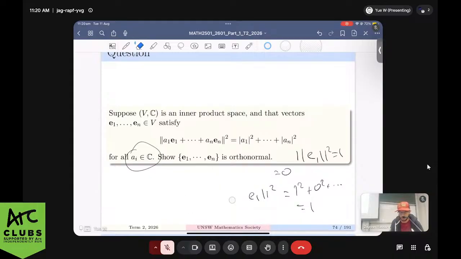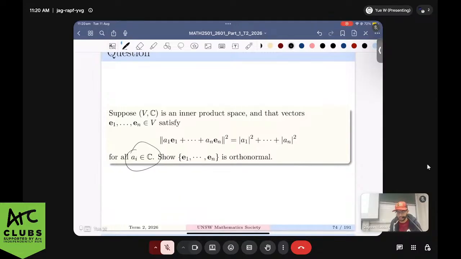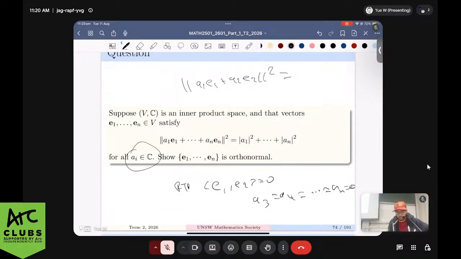Unfortunately, the hard part is actually showing orthogonality. I think what I'll do is just show e1 and e2 are orthogonal. In general, you can do it for any ei and ej, but just for simplicity I'll show this. Now, for e1 and e2, how do we isolate them here? We don't want to focus on any of the other vectors, so at least we should take a3 equals a4 and all the rest to be 0. I only want to think about e1 and e2. So we're left with the norm of a1 e1 plus a2 e2 squared equals, I guess, this squared plus this squared. All the other terms should be 0.